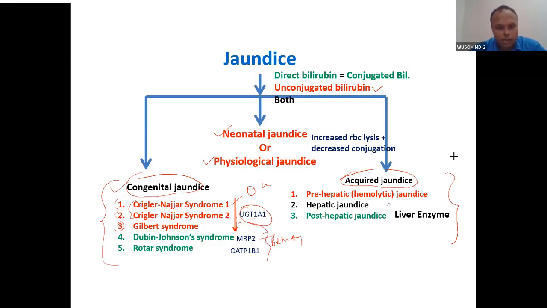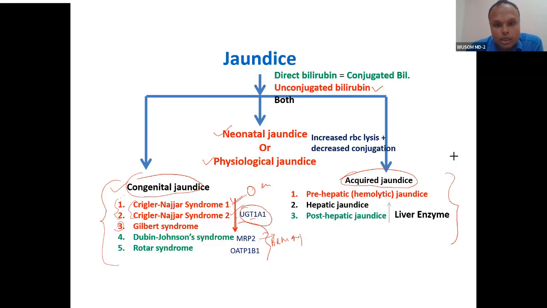But these two, Crigler-Najjar 1 and 2, especially 1, are very difficult to treat. Type 2 will also have problems, but type 2 can sustain. Sorry, I said Gilbert but I mean Crigler-Najjar. Crigler-Najjar 1 and 2 both require treatment. The severity is very high in Crigler-Najjar 1. Number 1 in severity, so you can remember that.